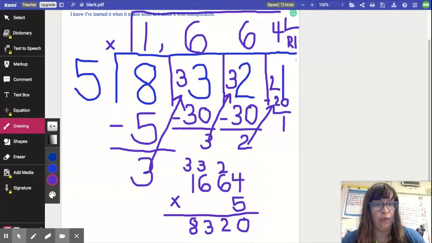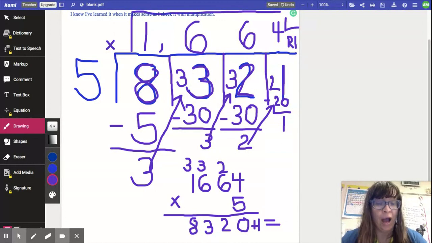But I know that this quotient also had a remainder. So I'm going to add this remainder to this product. 8,320 plus 1 is going to equal 8,321, which was my original 4-digit dividend. So I know that I am successful. I have learned the columns method of division.